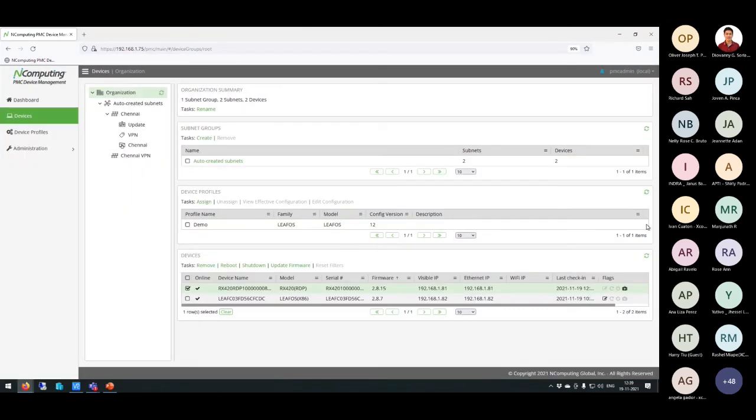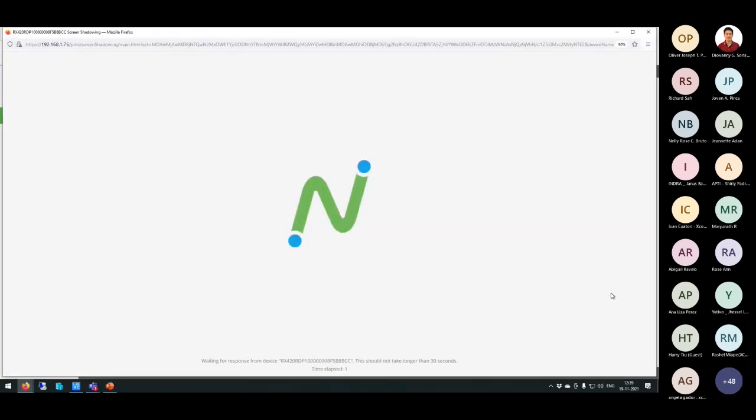Now I'll go to the last option, which is view screen shadowing. In general, screen shadowing takes a maximum of 30 seconds to connect. So within 30 seconds, we should be able to connect.